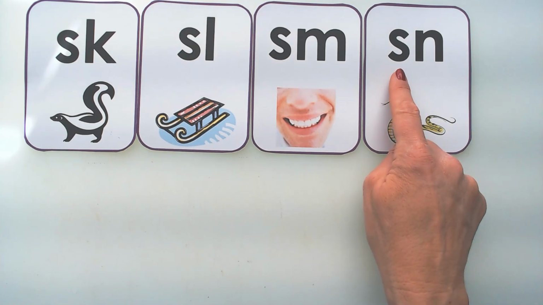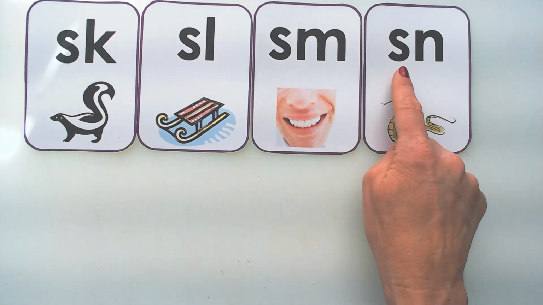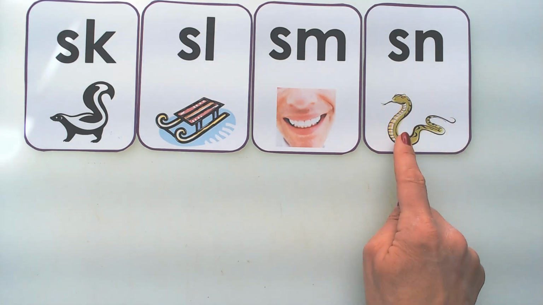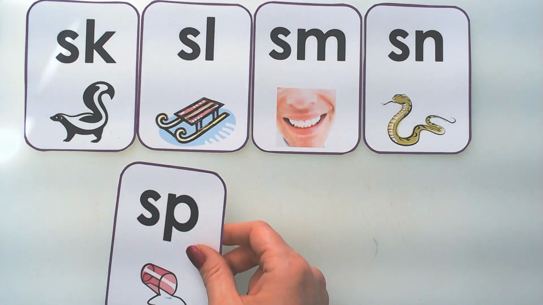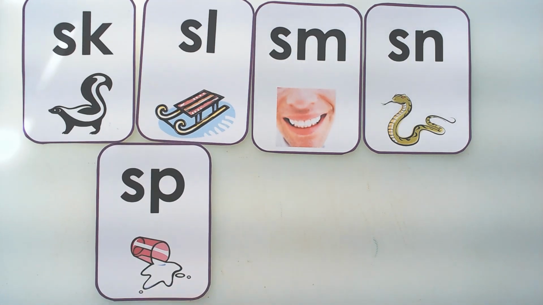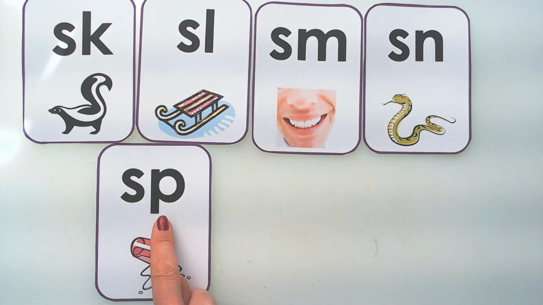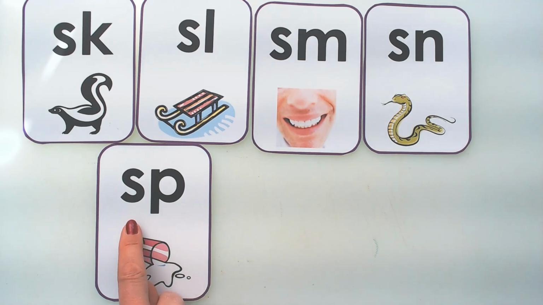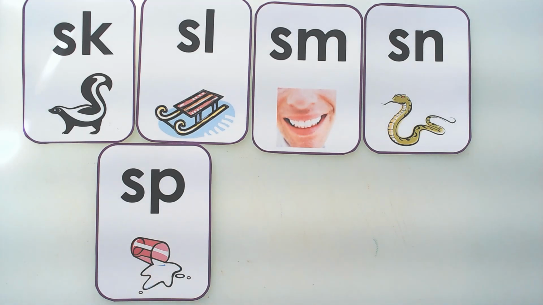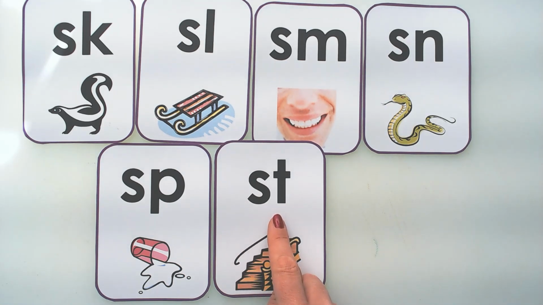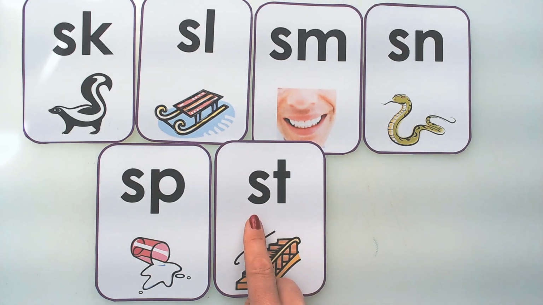S says s and N says n. Blend them together and this says sn, like snake. S says s and P says p. Blend them together and this says sp, like spill. S says s and T says t. Blend them together and they say st, like stairs.